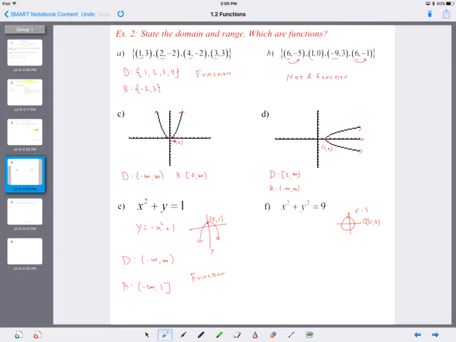It doesn't pass the vertical line test, but you can still do your domain and range. Your domain, since the radius is 3, is going to go from negative 3 to 3, because it is centered at the origin. And your range, once again, because it's centered at the origin with a radius of 3, is negative 3 to 3. But this one is not a function. Okay?